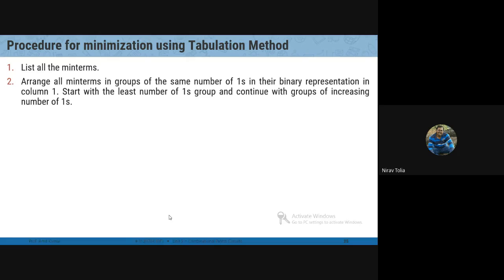Suppose we have the min terms 0, 1, 2, 7, 8, 9. We have to convert those min terms into their 4-bit binary representation. Again, I am repeating: suppose we have a number of min terms given in the example, we have to convert them into their 4-bit binary representation.